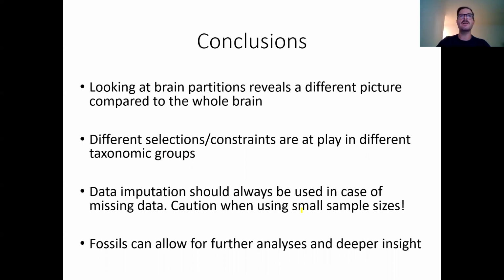Additionally, data imputations are a very useful statistical technique, which we can use in order not to sacrifice sample size. And there are also ways to correct for phylogenetic non-independence while imputing data sets. Also, one should use caution when using small sample sizes and always inspect for statistical artifacts that can arise from that. Additionally, fossils can allow for further analysis and deeper insights, and they are invaluable for us to be able to calibrate models looking at convergence or ancestral state estimations, etc.